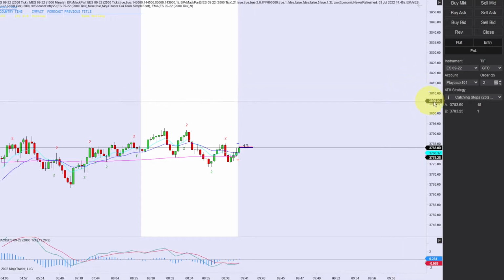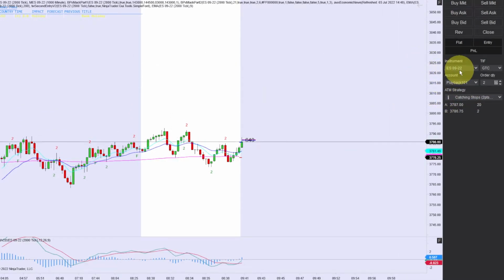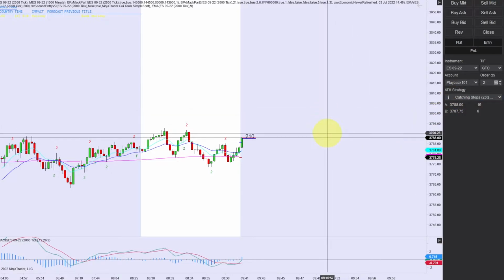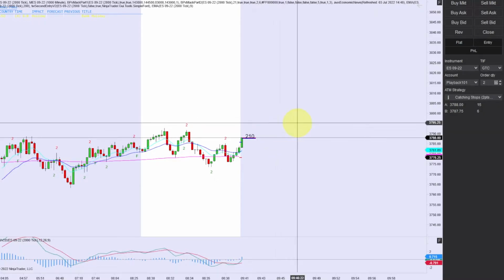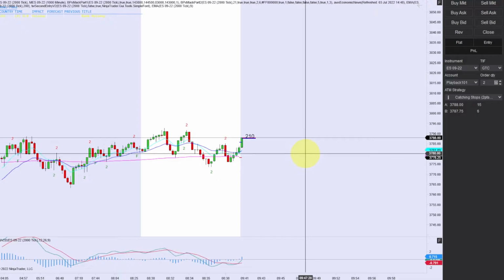Now, NinjaTrader has this really cool feature, which stands for Advanced Trading Management. So what this ATM strategy allows you to do is set up an automated strategy where as soon as you enter the market, you can customize it so you have a price target that you want filled, as well as a stop loss in case prices reverse on you and you need to get out of that trade.